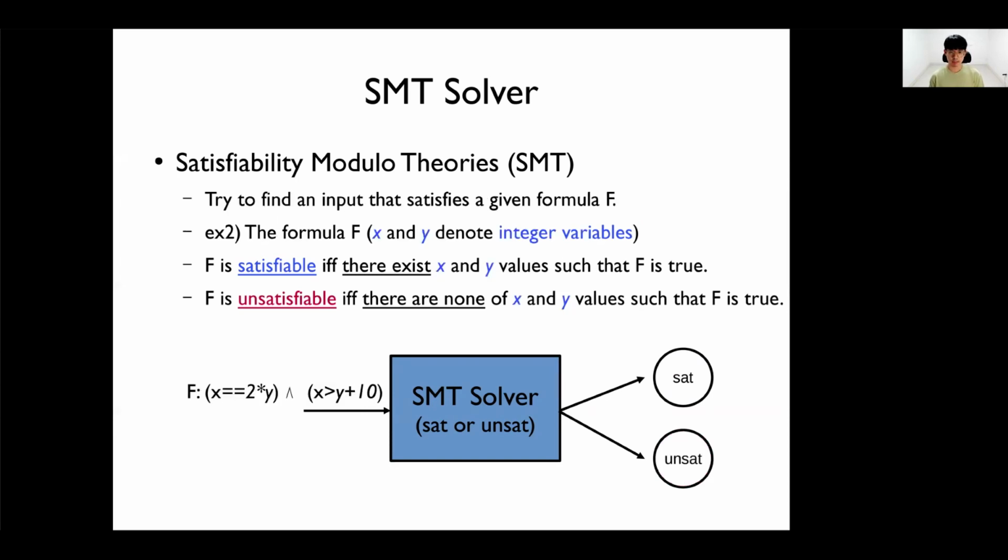Of course, the SMT solver works the same for other types of variables. Suppose that X and Y are integer variables. Is this formula satisfiable, where the formula is the conjunction of X equals 2 times Y, and X is greater than Y plus 10? Given this formula, the SMT solver will return sat or unsat. So in this case, is it satisfiable or unsatisfiable? In this case, the formula is satisfiable, and one of the satisfying solutions is 30 for X and 15 for Y.